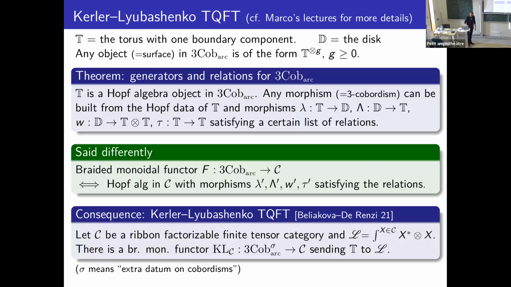And in particular, you have the Kerler-Lyubashenko TQFT, which says, okay, if you have C which is ribbon and also factorizable, which is a non-degeneracy condition, then you get a TQFT by mapping T to the coend. So this is a modern point of view of the Kerler-Lyubashenko TQFT.